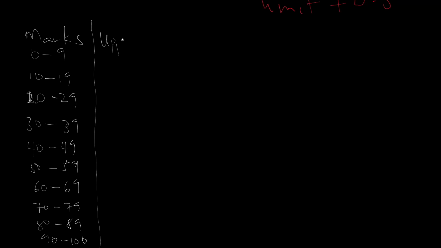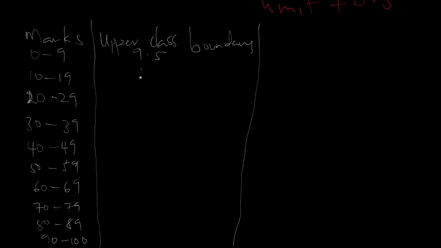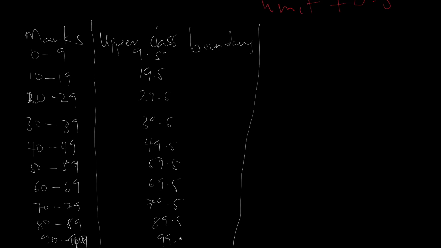So our upper class boundary should be 9.5, 19.5, 29.5, 39.5, 49.5, 59.5, 69.5, 79.5, 89.5, and it should be 99.5.